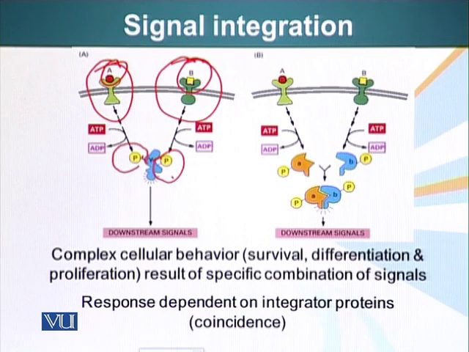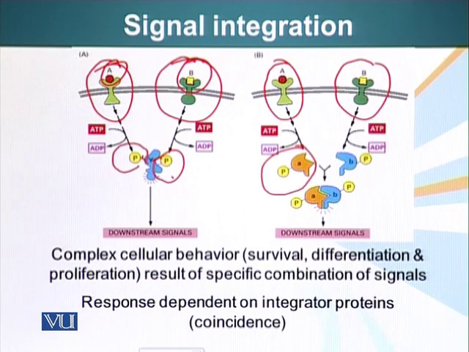Another way this can be accomplished is with two receptors, where binding of ligand to these receptors results in phosphorylation of two separate proteins. After they have a phosphate group attached to them, they undergo a conformational change, and they can now bind each other and convey the signal downstream. So these are the two ways cells can regulate proliferation, by having a signal integration mechanism.